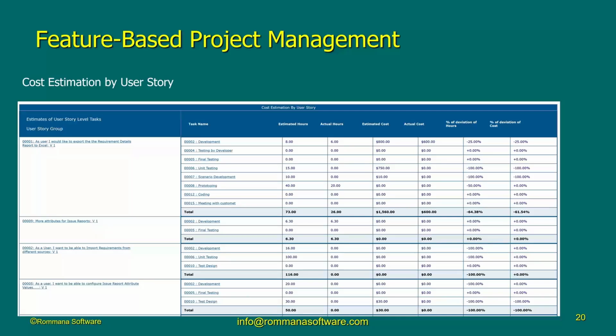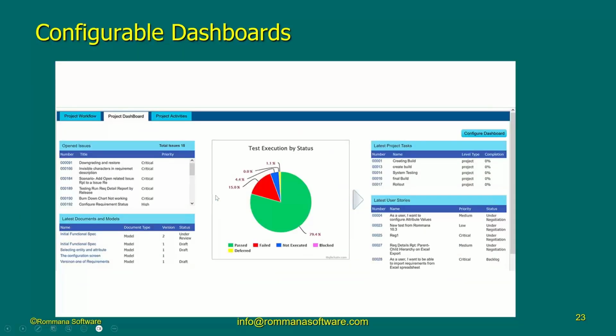This is estimation within Rommana ALM. Estimation by user story for every task. So here, this user story has those tasks, and for each task, it gives you how many hours were estimated, what the actual hours are, estimated cost, actual cost, percentage of deviation, and so on. As you can see, it gives you the estimates for every user story, for every task within the user story. And of course, it adds this up down here.